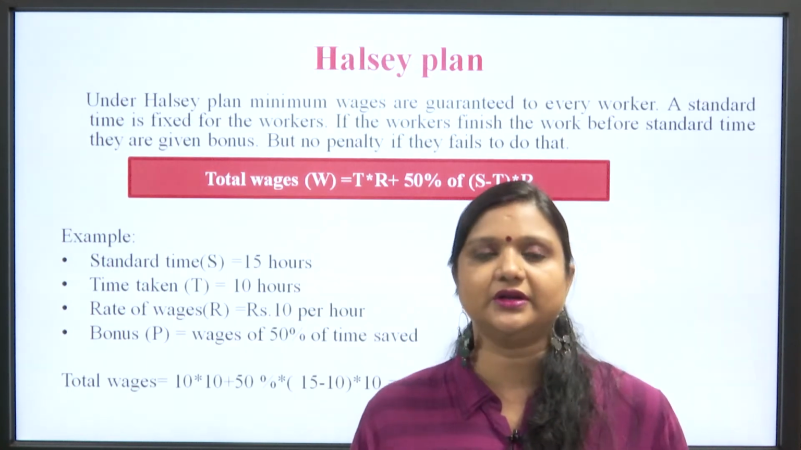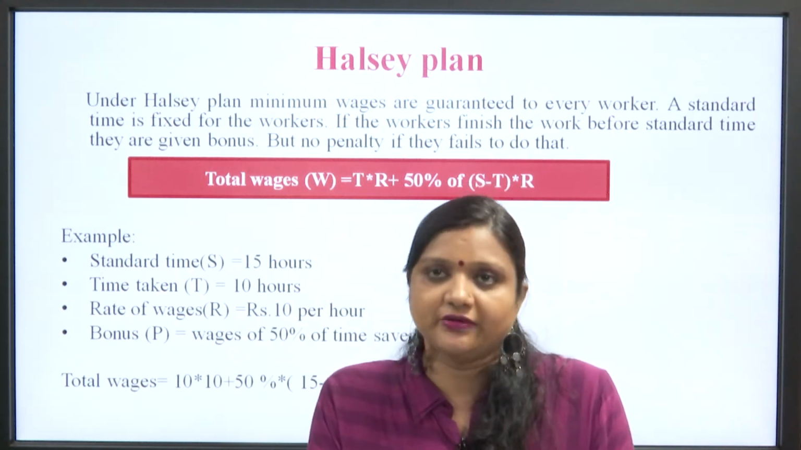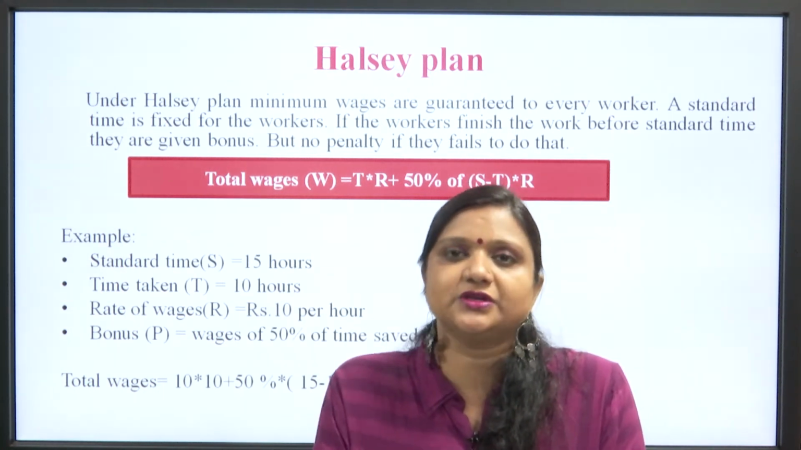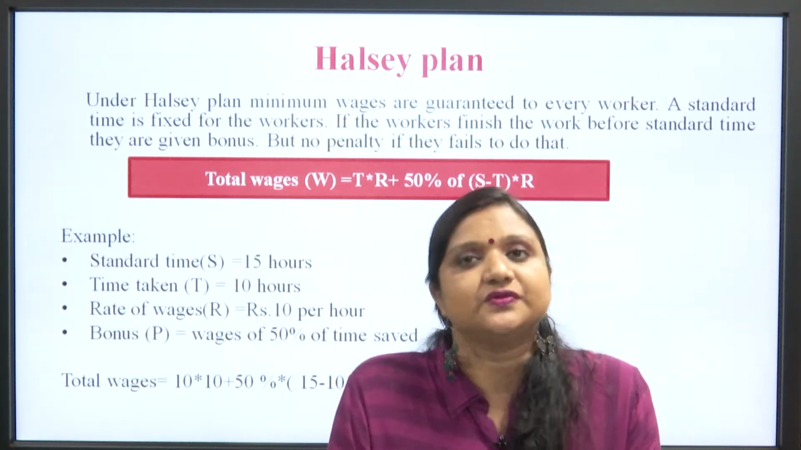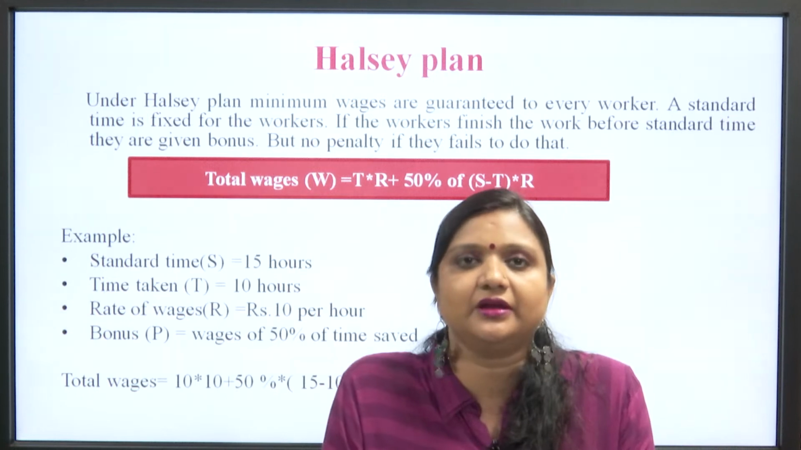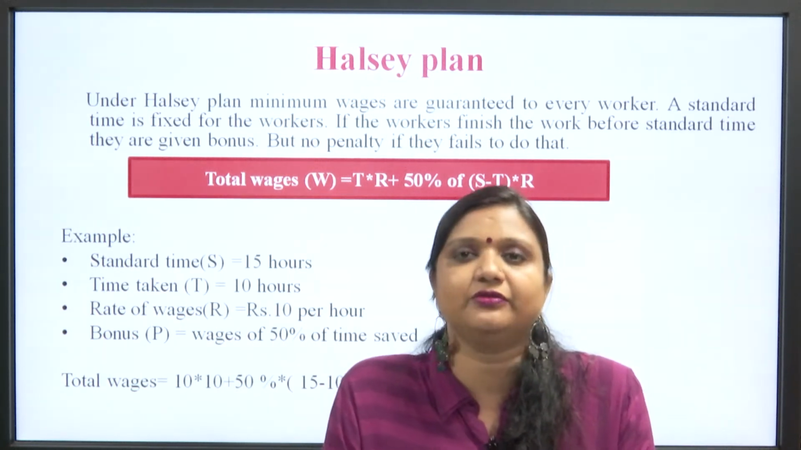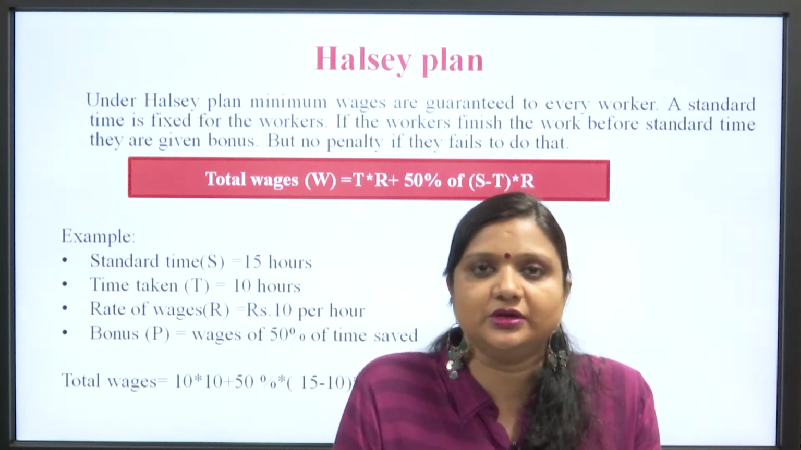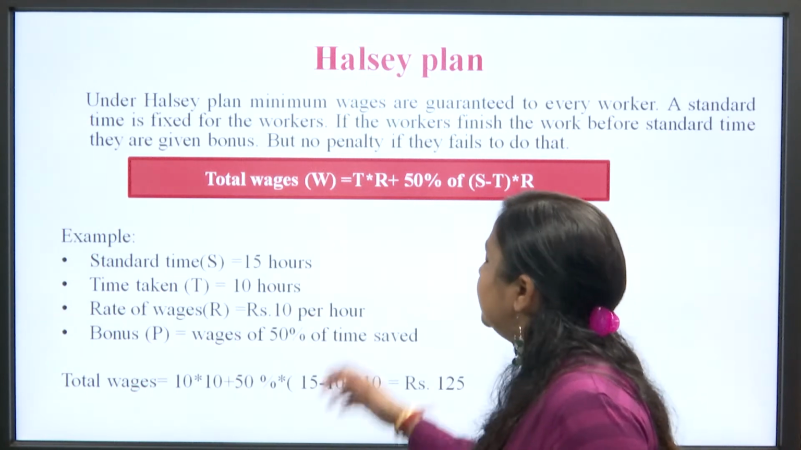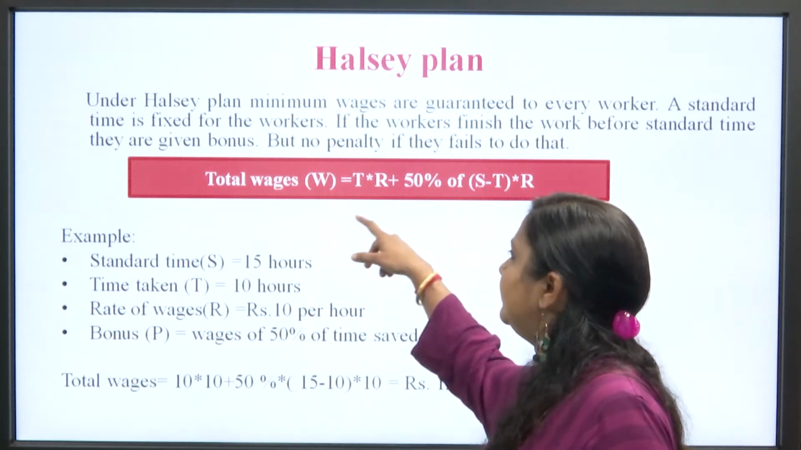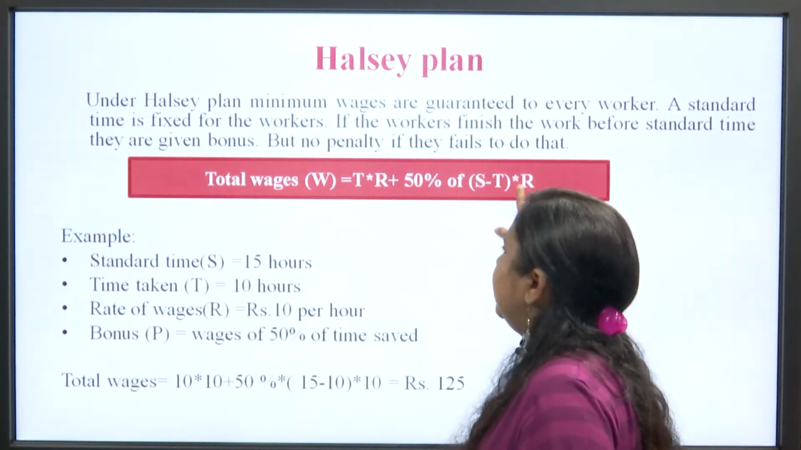So, let us discuss the Halsey plan. Under this plan, minimum wages are guaranteed to every worker, and a standard time is fixed for the worker. If the worker finishes the work before the standard time, they are eligible to get an incentive or bonus, but no penalty if they fail to do that. And how is the total wages determined under the Halsey plan? Like the given formula, total wages is T into R plus 50% of S minus T multiplied by R.